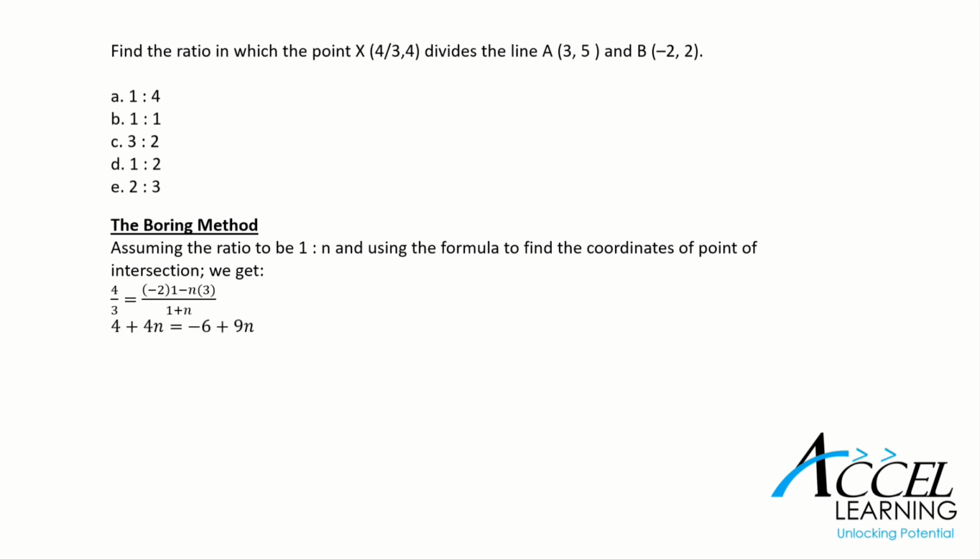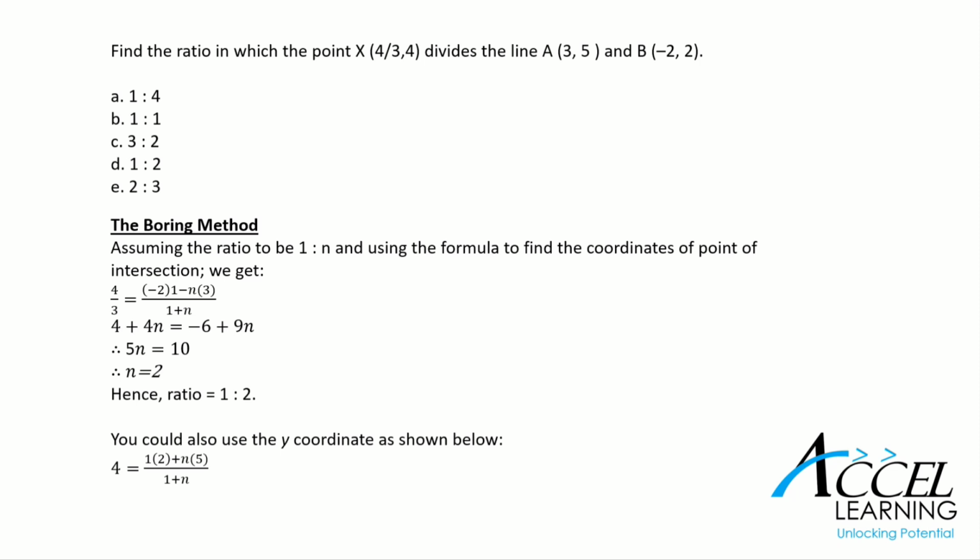4 plus 4n equals -6 plus 9n. Therefore, 5n equals 10 and n equals 2. Hence, the ratio is equal to 1:2. You could also use the y-coordinate as shown below.